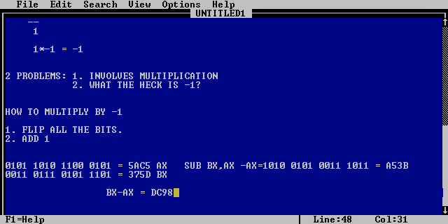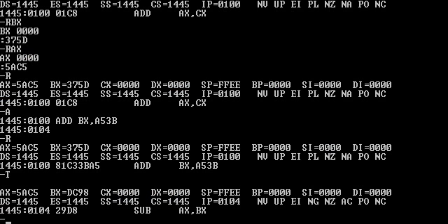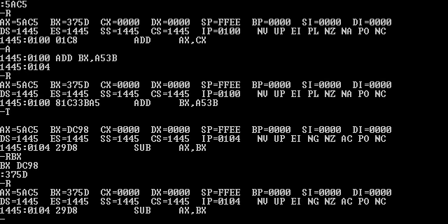Now let's try it using the subtraction instruction. Lost BX, put it back. And 375D. Okay. The instructions are already there for me. But is that where I am? Yeah. So subtract from AX. Yeah, no, we don't want that. We want to subtract from BX, AX.